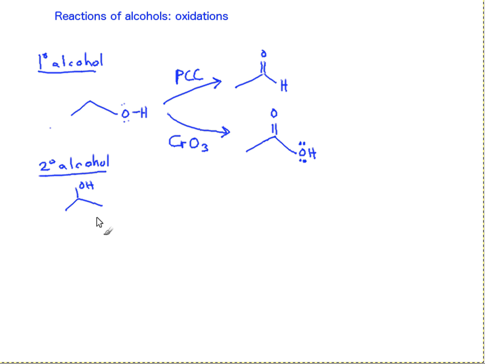So what do you think we're going to be able to oxidize this to? Well, without adding any carbons, really our only option for oxidation is to keep that oxygen where it is, just turn it into a carbonyl group. So secondary alcohols oxidize really well to form ketones, and we need a pretty decent oxidizing agent. Our sodium dichromate is pretty easy to use and can oxidize secondary alcohols to ketones.